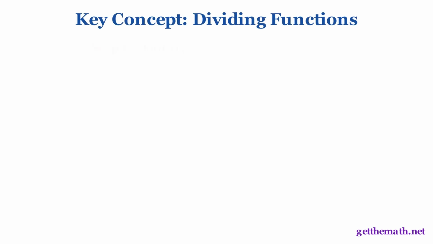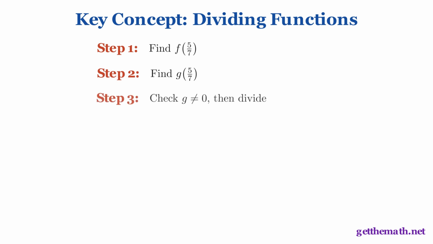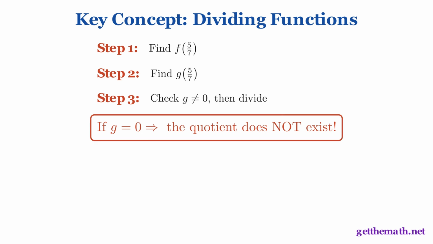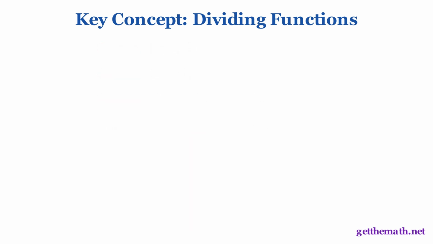Key concept: dividing functions. When dividing functions, we follow three steps. Step 1. Evaluate f at the given input. Step 2. Evaluate g at the given input. Step 3. Check that g is not 0, then divide. This last step is critical. Division by 0 is undefined.